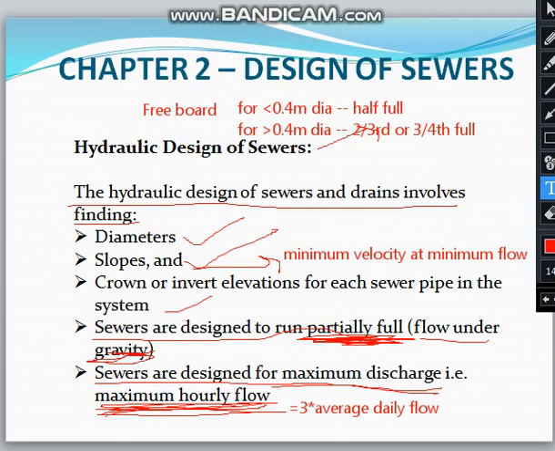Okay, so let me revise here. The hydraulic design of sewers involves finding the diameter, slope or invert elevations. These are designed to run partially full under gravity and for maximum discharge, which is maximum hourly flow equal to 3 times the average daily flow. Also, the provision of freeboard in sewers or drains is half full for less than 0.4 meter diameter, and 2 by third or 3 by fourth full for greater than 0.4 meters diameter. So, understanding everyone this.